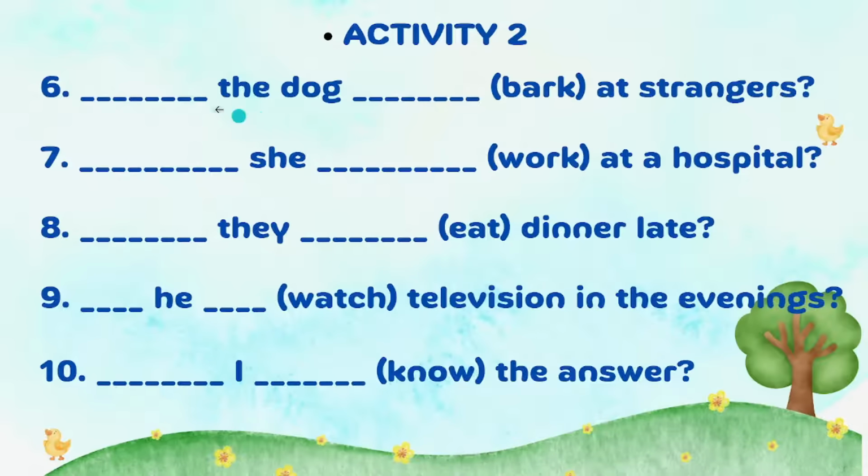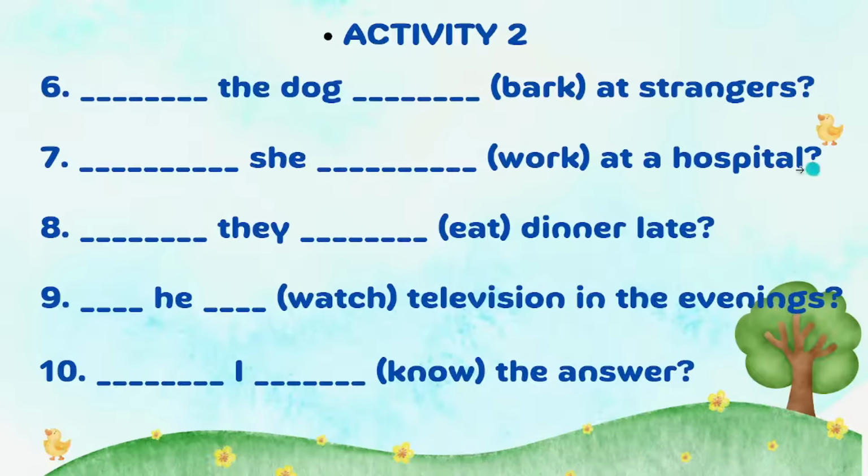Alright. So, for number 7, she again. Okay. So, what did I say earlier? For the he, she, and it, you will use does. So, I already gave you the correct answer for number 7. It is does. Okay, it's does she work at a hospital?